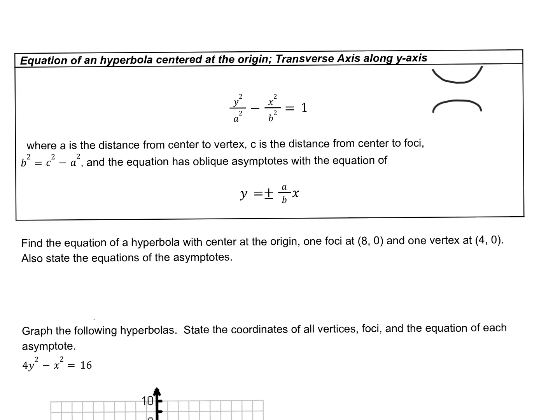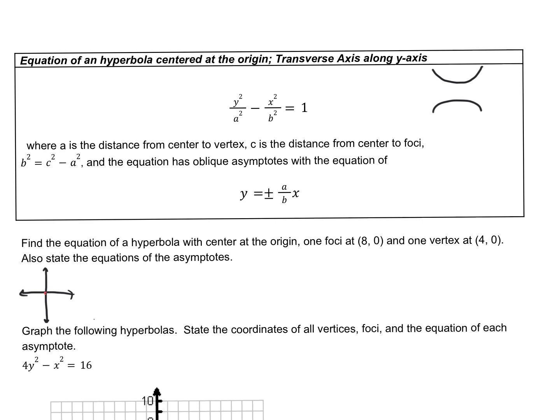So for our first example, we want to write the equation of a hyperbola that has a center at the origin, foci at (8, 0), and a vertex at (4, 0), and we want to write the equations of our asymptotes. So I'm going to use the approach I used with parabolas to figure out which way my hyperbola is going.